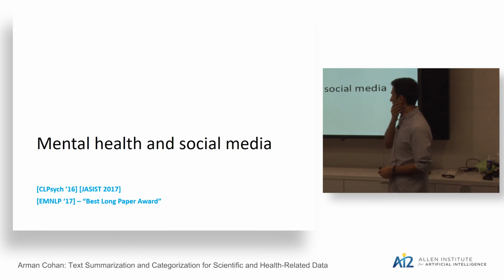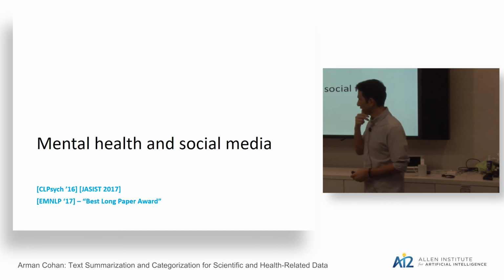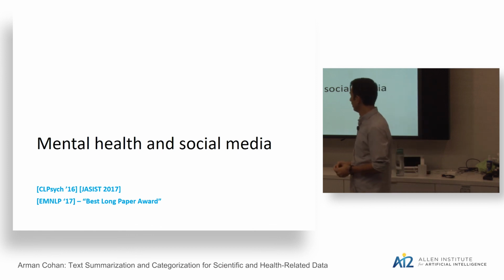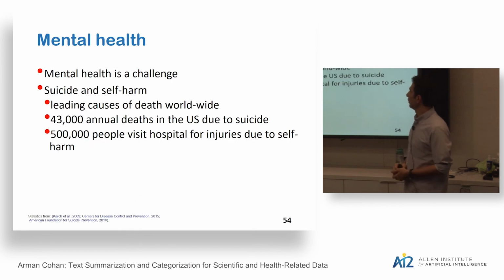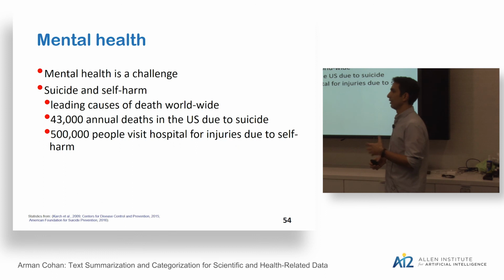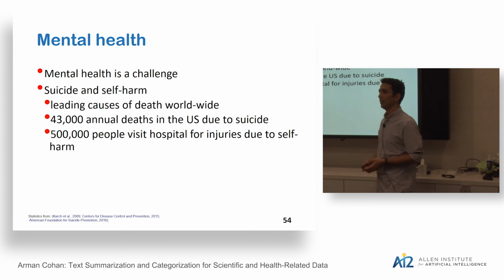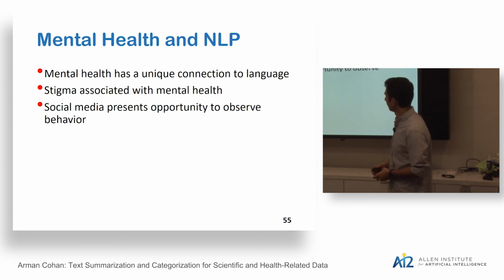First part, I'm going to talk about mental health and social media. This is a summary of two works. The first one was a comprehensive journal publication in IR, and the second one was published in EMNLP this year and awarded the best long paper. Mental health is a challenge, and although it's a serious problem, many times it is taken for granted. On the extreme side of mental health, there's suicide and self-harm, which is a leading cause of death in the world. Around 43,000 people die in the US due to suicide, and 500,000 people go to hospitals for self-harm injuries.